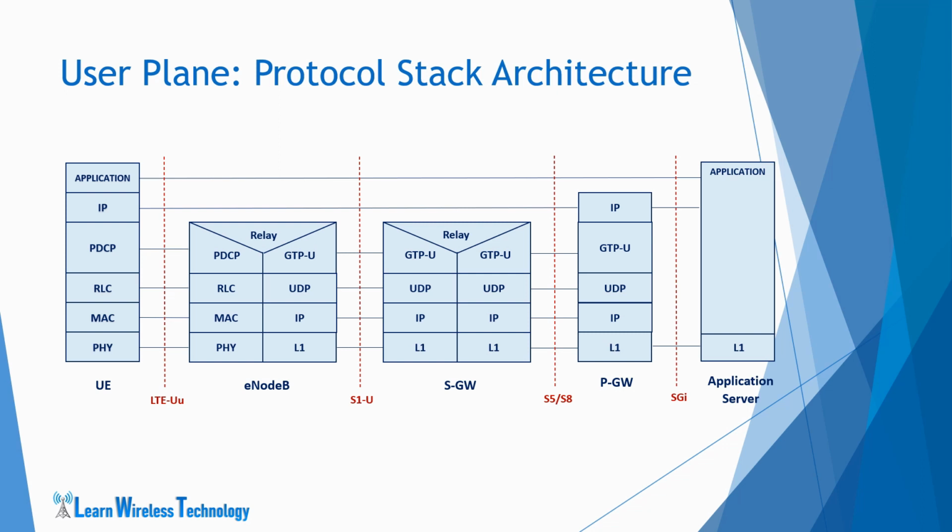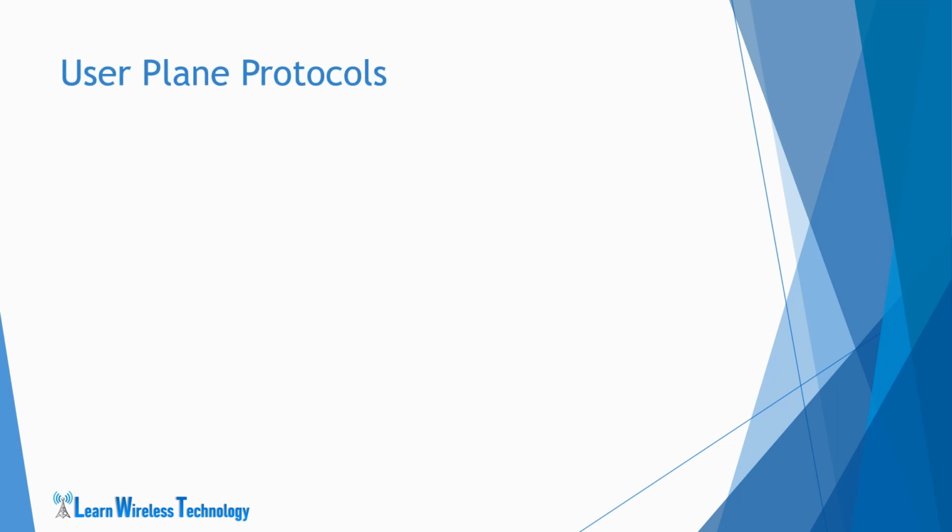So this is the complete protocol stack of user plane. As you can see, the eNodeB, serving gateway and PDN gateway relay the application data between UV and application server. Now let's go through the user plane protocol in a little more detail. We will focus mostly on the protocol stack layers over the air interface, that is between UV and eNodeB.